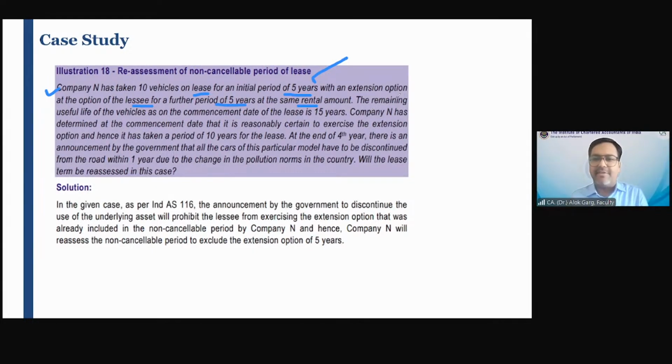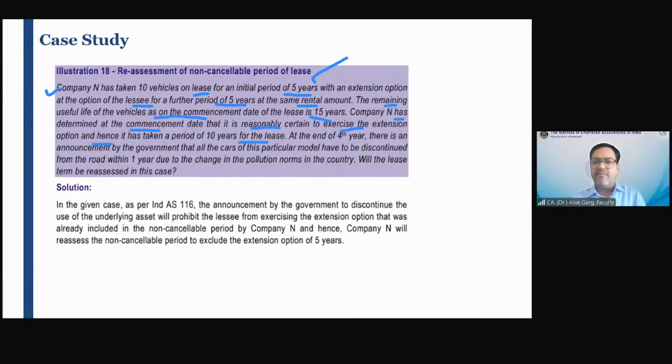Let's read further. The remaining useful life of the vehicle at the commencement date of the lease is 15 years. What is the primary period of the lease? 5 years. What is the useful life of the asset at the commencement date? 15 years. Company N has determined at the commencement that it is reasonably certain to exercise the renewal option and hence it has taken a period of 10 years for the lease. It says reasonably certain to avail the renewal period. So 5 plus 5, what is my lease term?